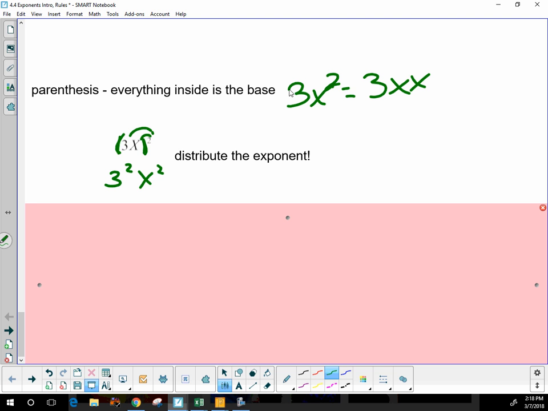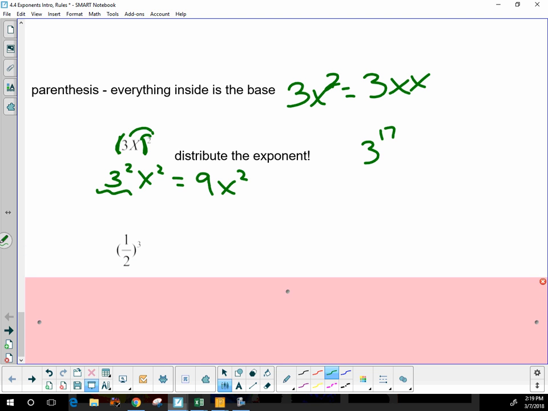So to simplify this, obviously you can do 3 times 3, and that would be the answer. I've noticed on Math Excel, the program that we use, if it's something simple like squared or cubed, it wants you to do it. But if you end up with something like 3 to the 17th, it does not want you to multiply that all out. And it will tell you to rewrite it with an exponent, okay? Let's look at something else.